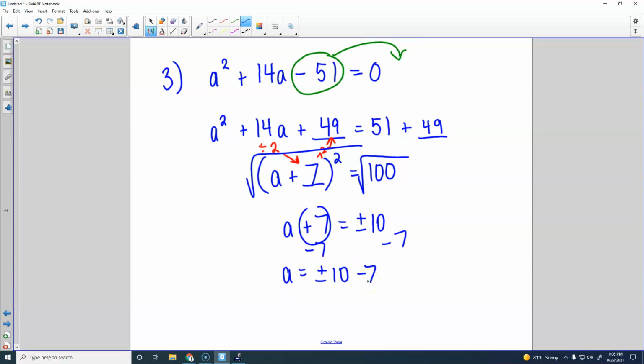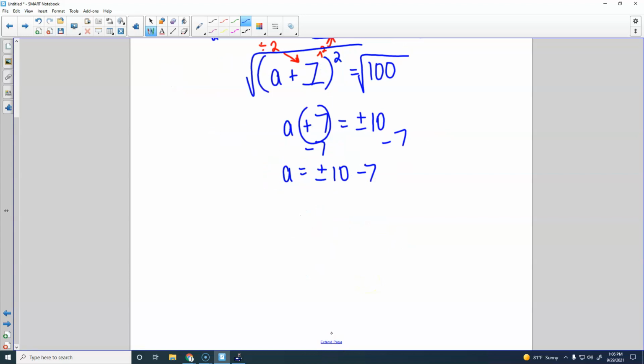You don't want to leave your answer like this because those are both whole numbers. So what this means is you've got positive 10 minus 7, so one of the answers is 3. And you have negative 10 minus 7, so the other answer is negative 17.